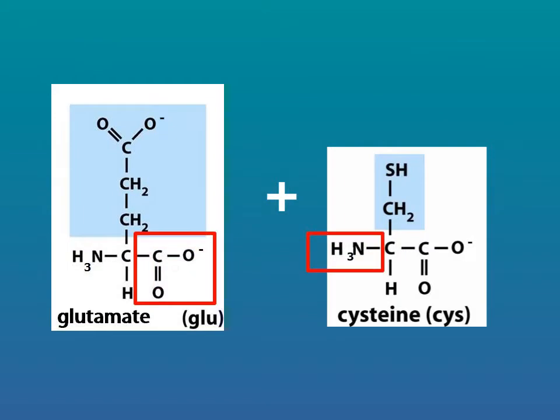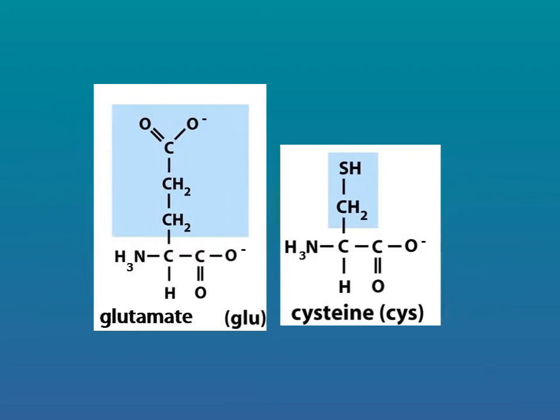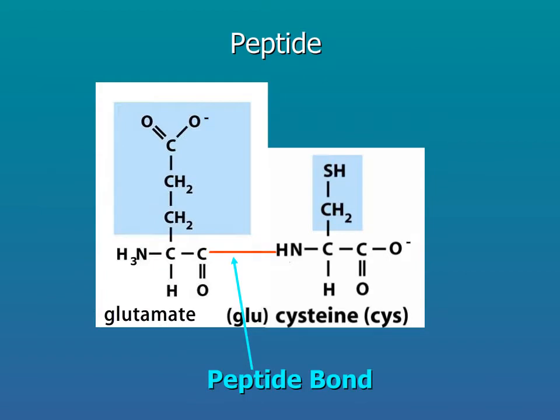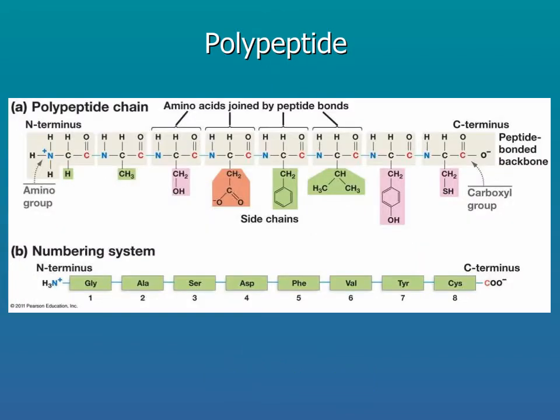Here's the carboxyl of glutamate and the amino of cysteine. When a bond is formed, we have to remove a water molecule, as this is a condensation reaction. This results in the formation of the covalent bond, specifically a peptide bond, between the carboxyl end of the glutamate and the amino end of the cysteine. We call a short string of amino acids a peptide, but as more amino acids are added, the result is a polypeptide chain. We call this growing chain of amino acids a polypeptide because it is not complete.